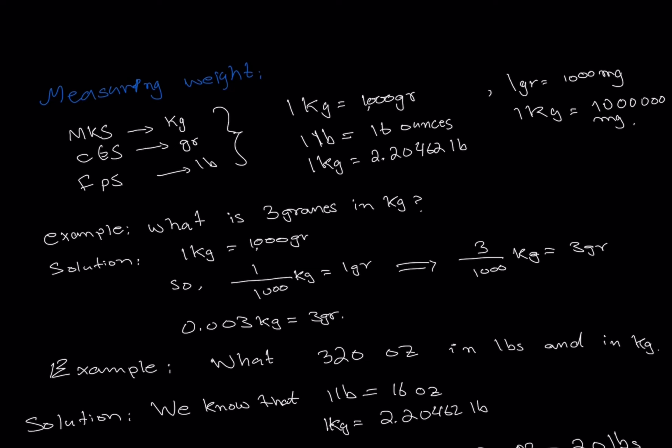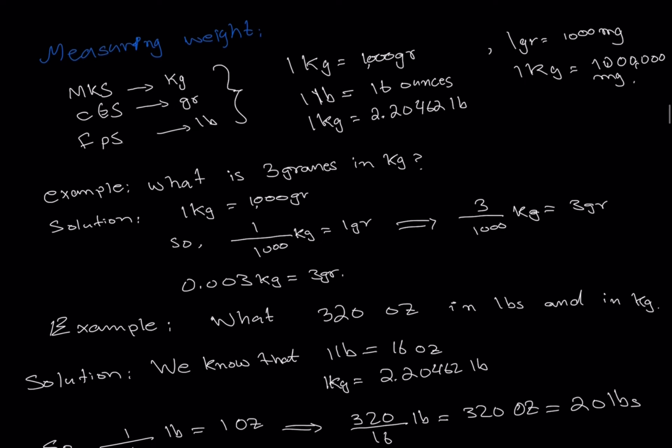Okay, so now we talk about measuring weights. In MKS we have the kilogram, in CGS it will be the gram, and in FPS it will be the pound. 1 kilogram is 1000 grams, 1 pound is 16 ounces, 1 kilogram is 2.20462 pounds, 1 gram is 1000 milligrams, and 1 kilogram is 1 million milligrams. These are the values, and this is an example where we use decimal numbers, because 1 kilogram is equal to 2.20462 pounds.